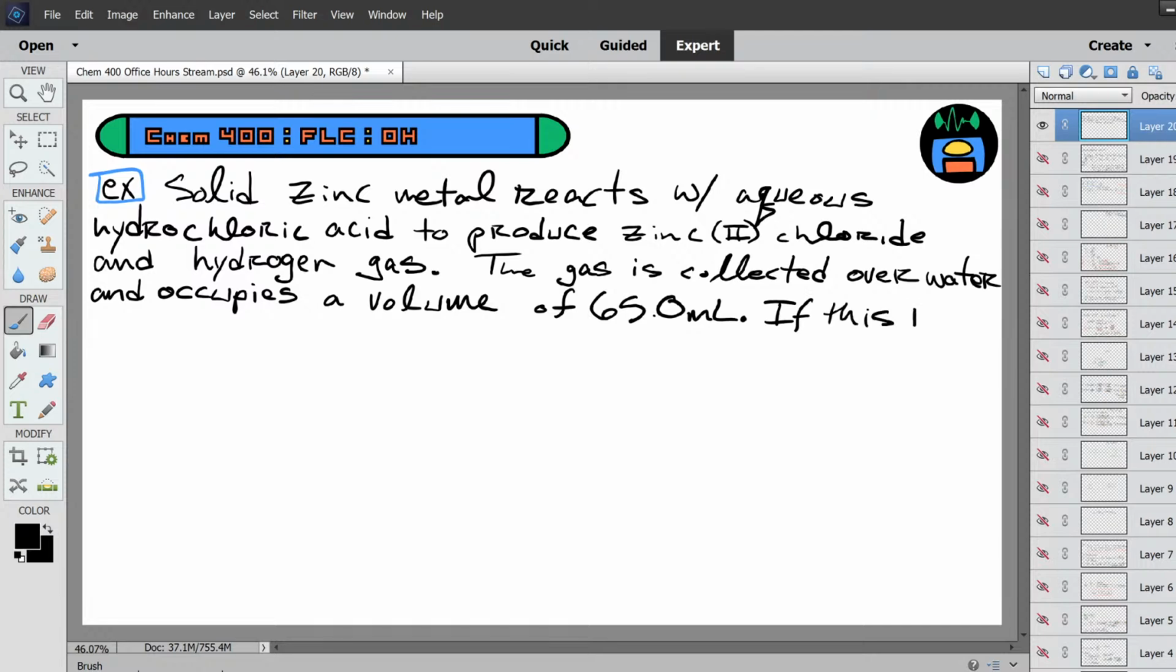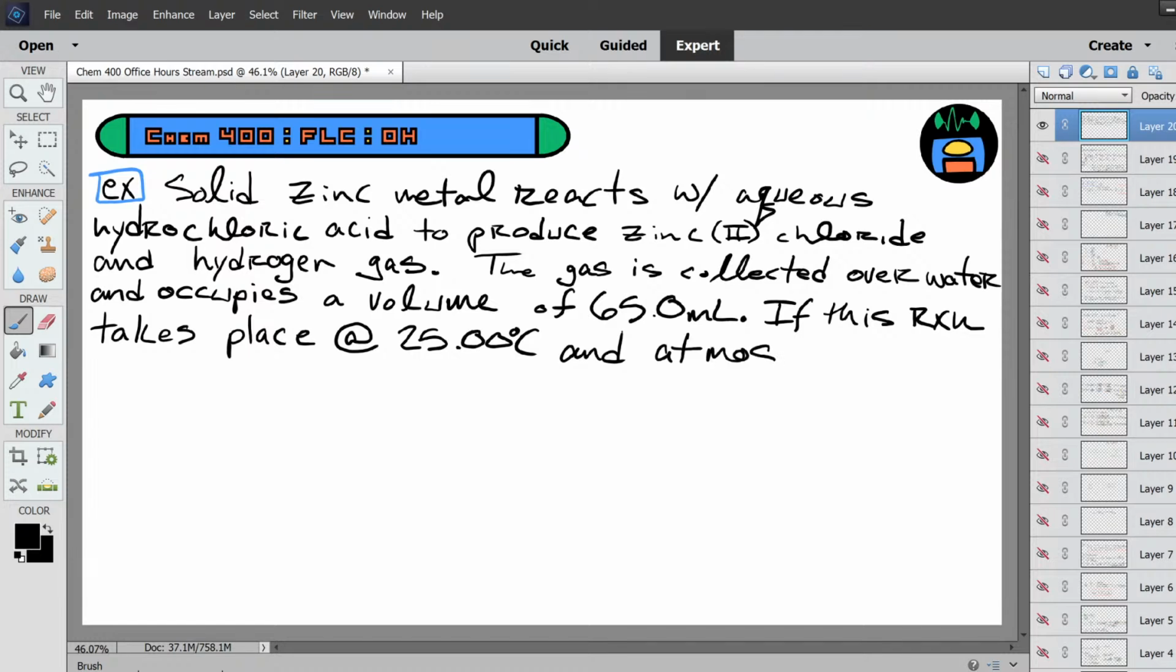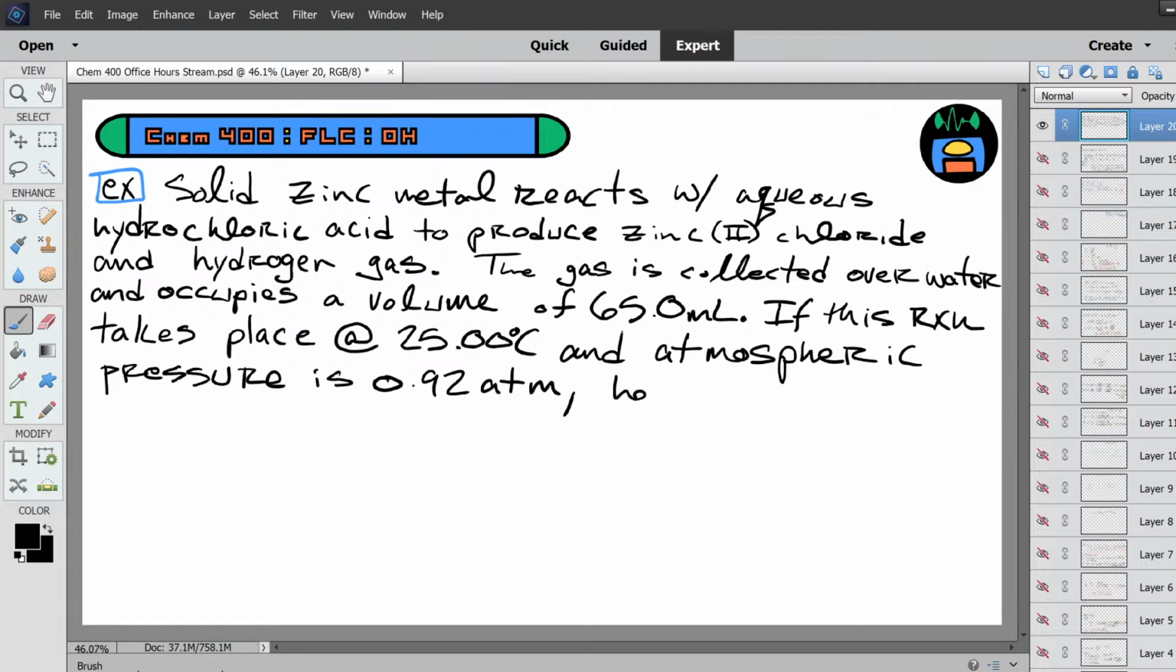If this reaction takes place at 25.00 degrees Celsius, and atmospheric pressure is 0.92 atmospheres, how many grams of zinc metal reacted?